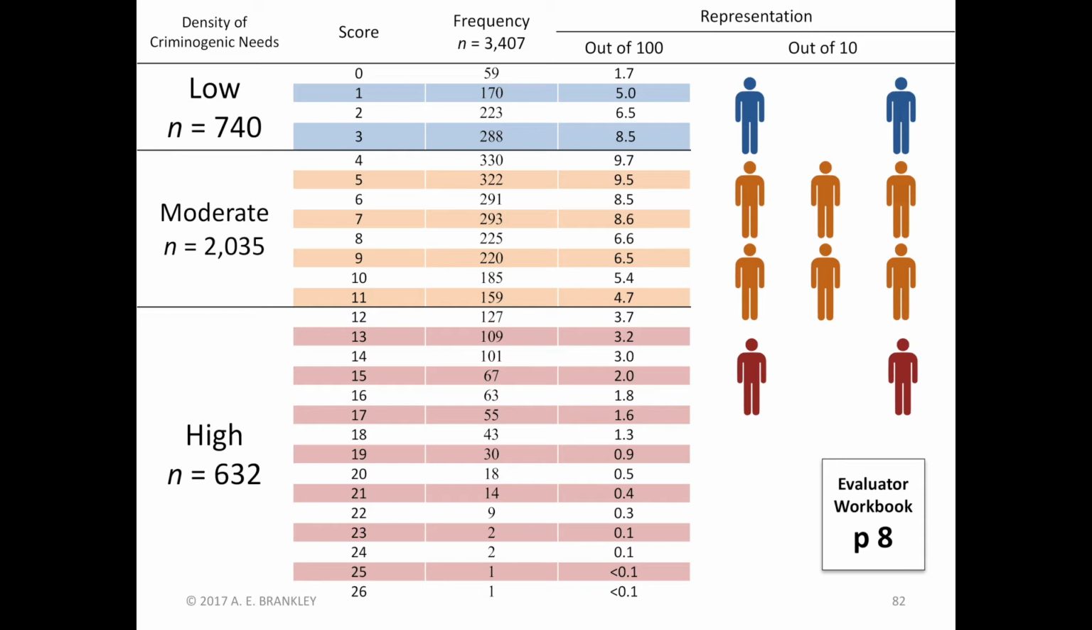Using this, you can make statements like 1.7 people out of 100 will be scored at a 0 on the STABLE 2007, or 2 out of 10 people will be scored in the high density range of problems assessed by STABLE.